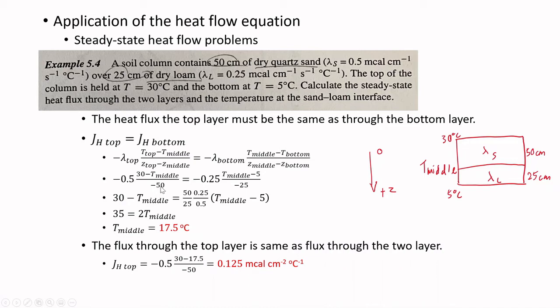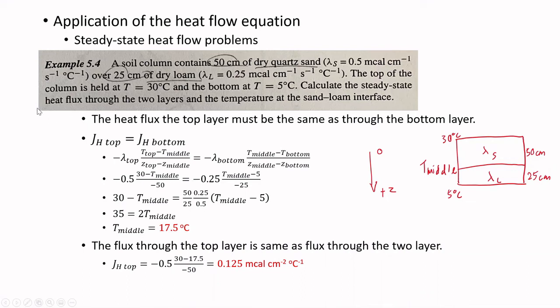So we have a negative 50 equals negative 0.25, which is lambda L, the thermal conductivity of the loam, is 0.25. The T middle, we don't know, minus 5 degrees Celsius, divided by Z middle, which is 50, minus Z bottom, which is 75. So 50 minus 75, you get negative 25. All right. So we can find the T middle, which is 17.5 degrees Celsius. So we know the T middle is 17.5 degrees Celsius.